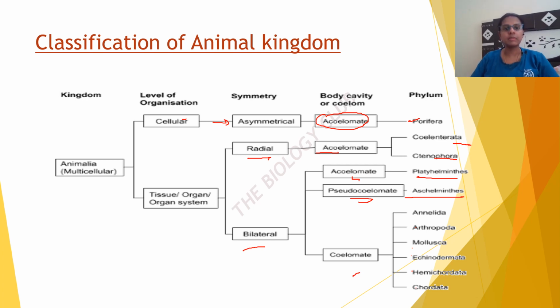Now, in examination, they will never ask you to define radial symmetry or bilateral symmetry. They will give you one organism or one phylum and ask you to guess what type of symmetry it will have. So you have to learn each and every phylum very seriously. These were the basic introduction from my side.